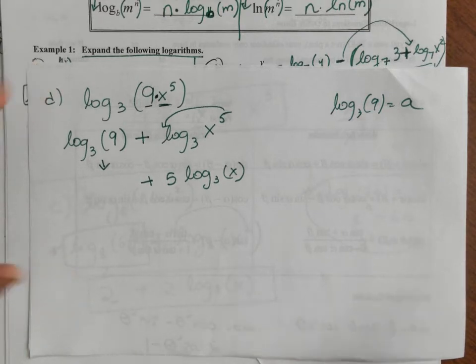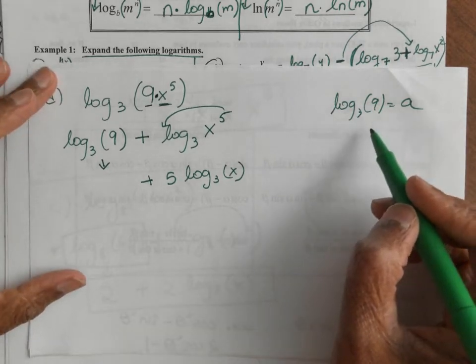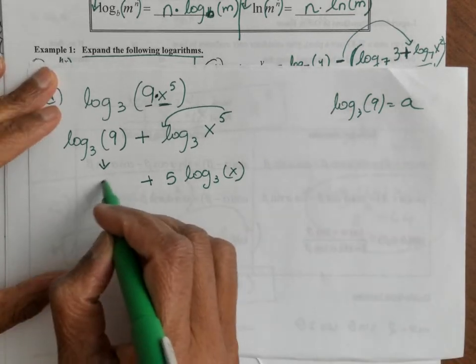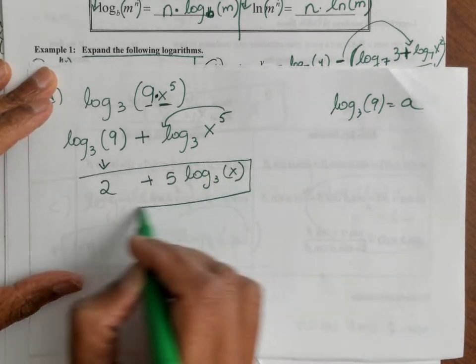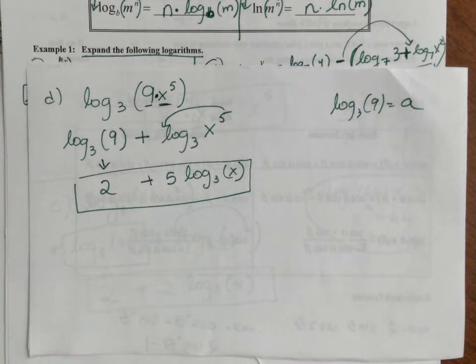Any volunteers of what we got for log base 3 of 9? What is this A equal to? 2. Perfect. Good answer. Everybody got 2? Does anybody need an explanation why it's 2?